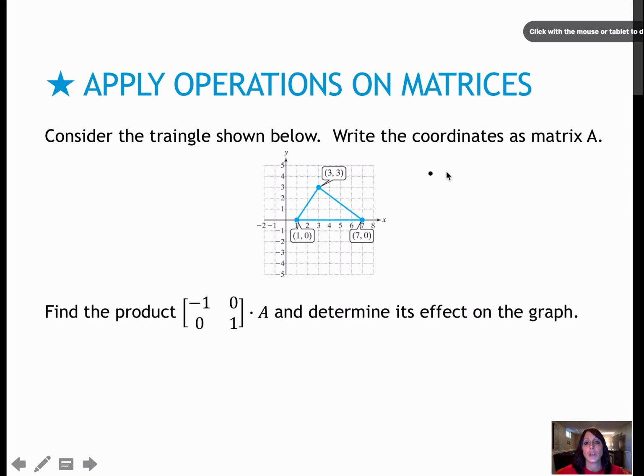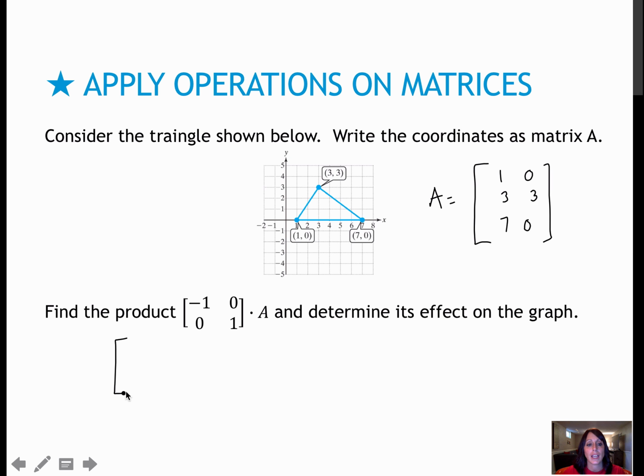So the first thing I will do is write matrix A, which are the coordinates of the points, and it doesn't matter the order I put them in. I'm going to use 1, 0, 3, 3, and 7, 0. That's matrix A. They asked me to then find the product of that, which is a 3 by 2, times A, which is a 2 by 2. So I'm taking 1, 3, 7, 0, 3, 0, multiplied by this. So if this is a 3 by 2 and this is a 2 by 2, I'm going to end up with a 3 by 2 again.